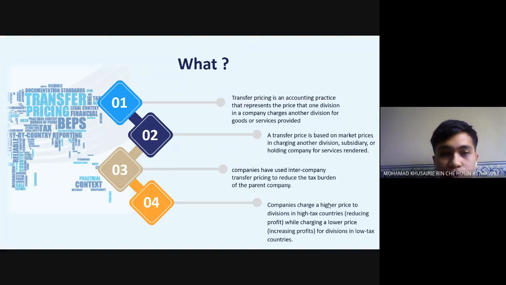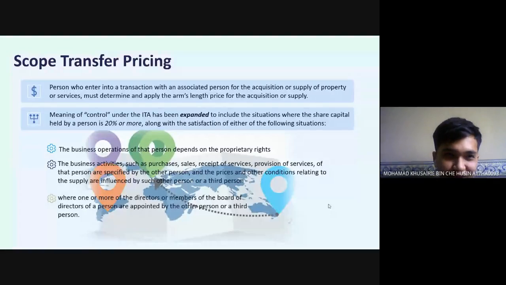Division B will be taxed at a lower rate because it is in a lower tax country. In other words, Division A made the decision to charge Division B at a lower than market price to make the company pay less tax.